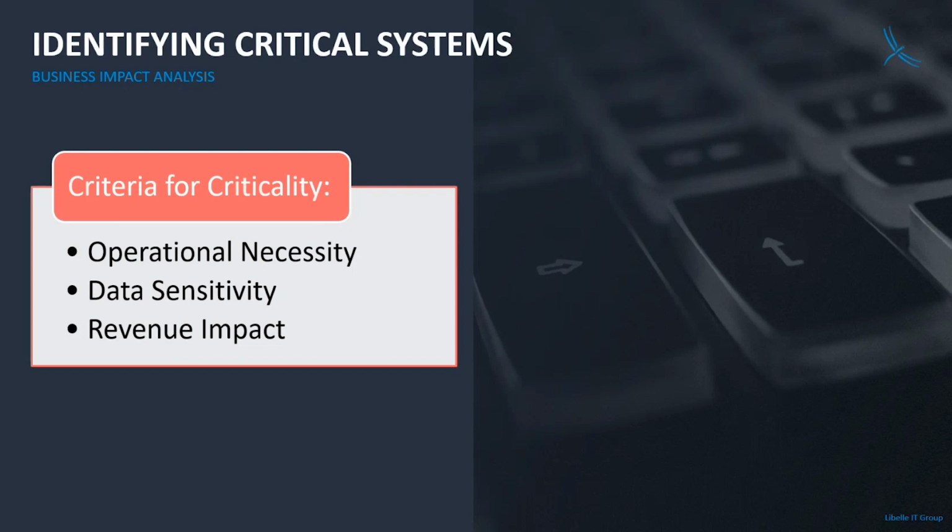So we need to check which systems are most important for our operations, which systems contain the most important data, and which systems have the biggest impact on revenue. Then we need to think about what happens if those systems are gone. What impact does it have on revenue? What impact does it have on our data and on our operations?